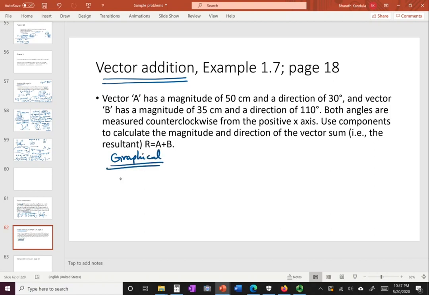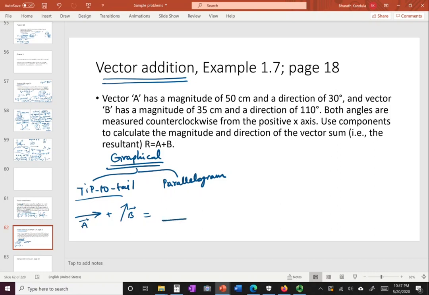So graphical procedure. The first procedure is the tip to tail method, and the second procedure is the parallelogram method. Very simple procedures. Tip to tail means you just go from the tip to the tail of the second vector. Let's say you have two vectors. This is vector A and this is vector B. Understand? Now you are adding these two vectors, that means you are finding the sum of these two vectors, A plus B. So you will get a resultant.